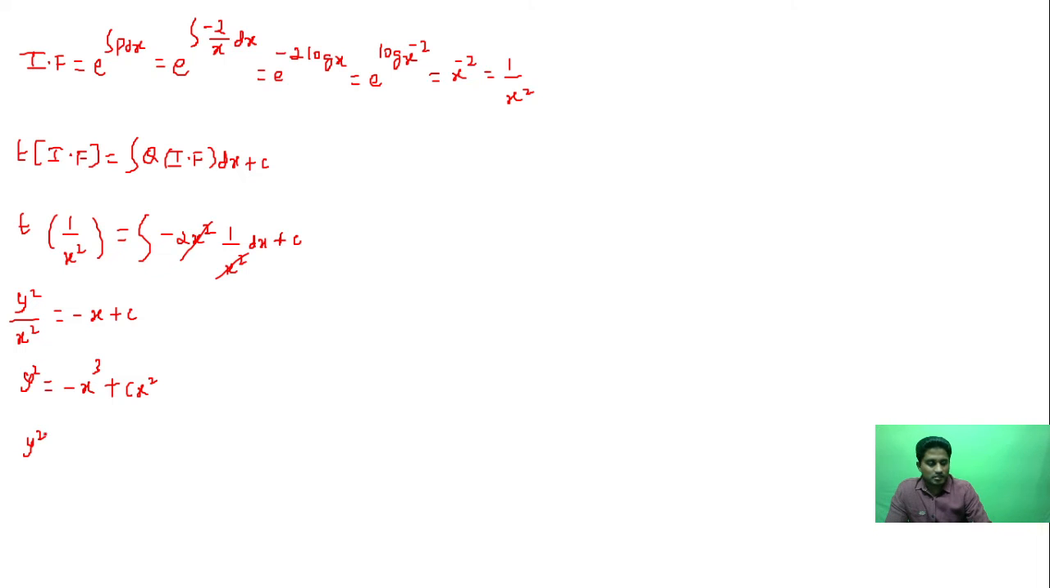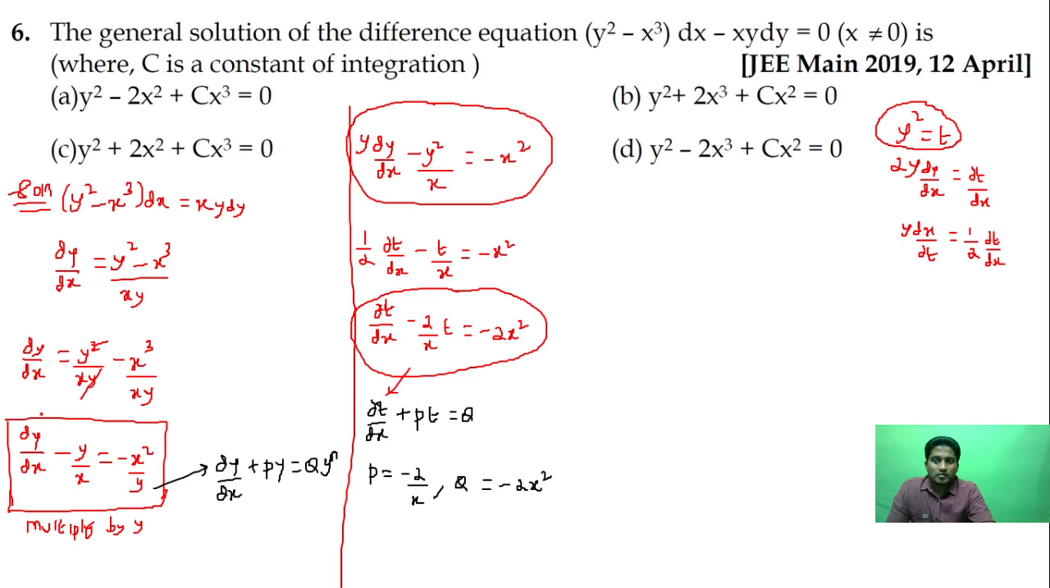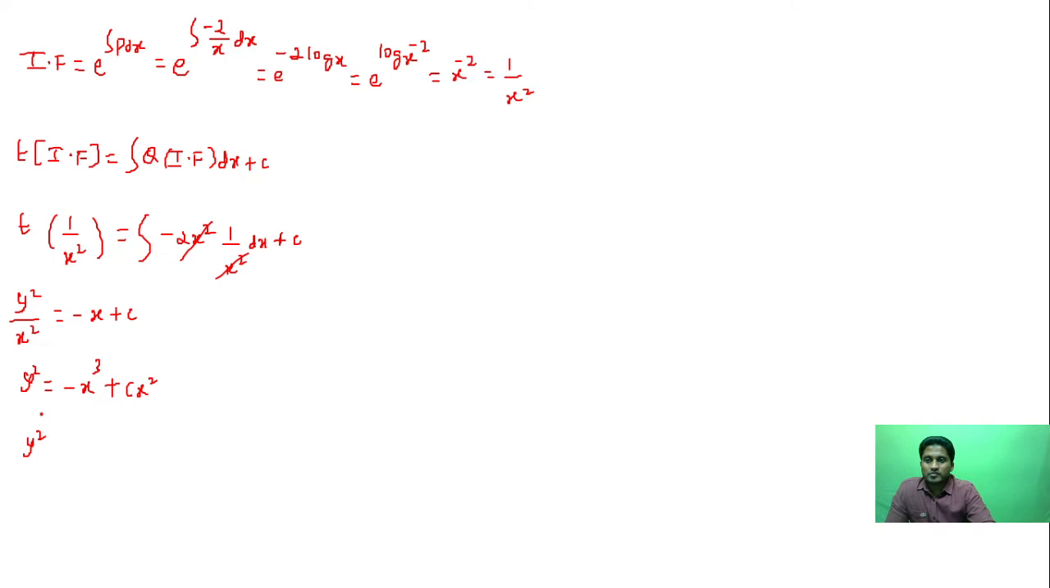Okay, y square is equal to, so this is equal to 2x square. This is 2, I missed here. So integration of 2 dx is 2. If I cross multiply, you get 2x cube. Shift to the left side: y plus 2x cube.